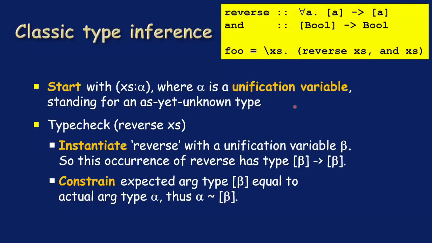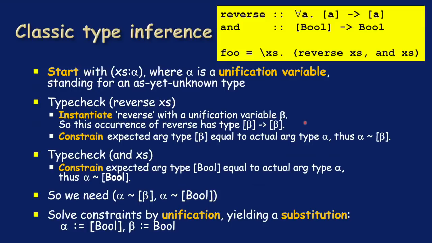And we've got to figure out how to do that. Well, let's see, we've also got this other subterm, and x's. Since and doesn't have any polymorphism, we don't have to constrain its type, but we can constrain its argument. Its argument has type list of bool. That must be the same as the type of x's, which is alpha. So now we have two equality constraints: alpha is list of beta, and alpha is list of bool.